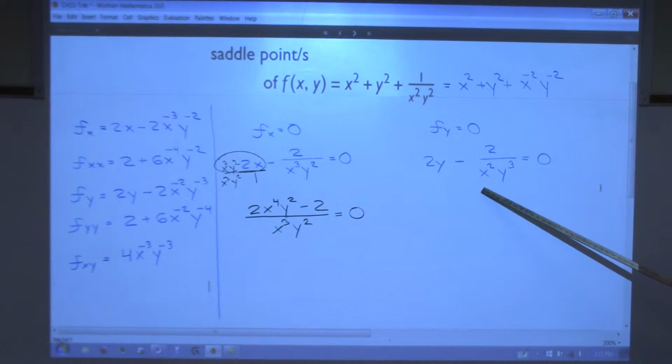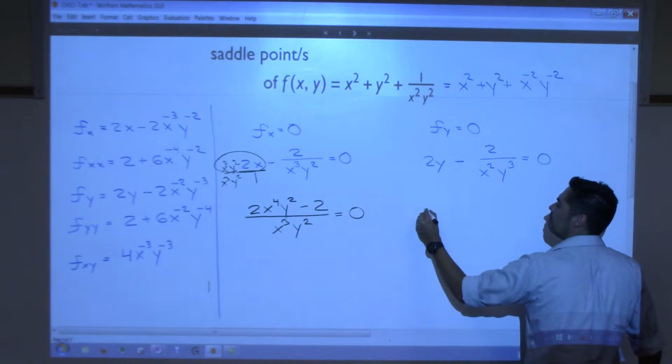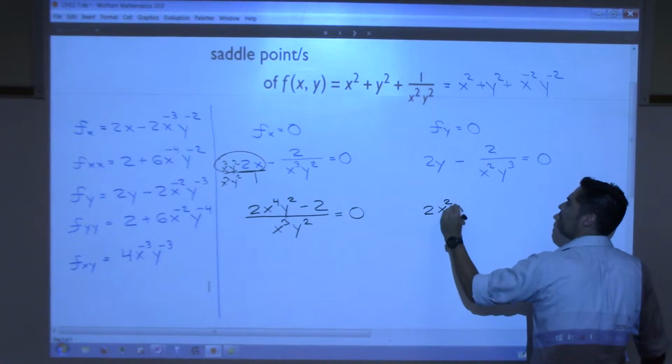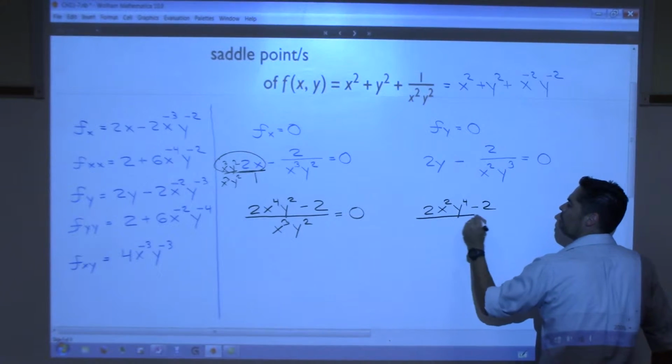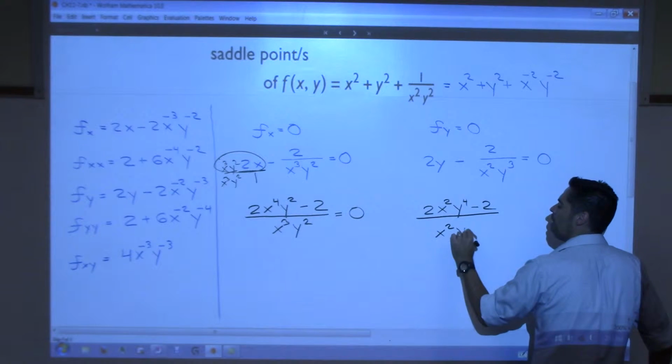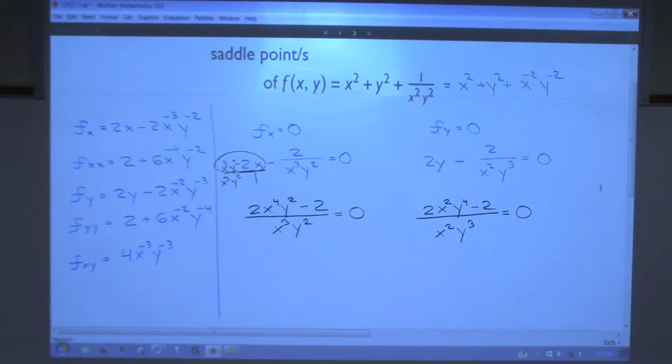I can do the same thing on this one, if I wanted to. So what would happen if I get a common denominator here? I'd have 2x squared y to the 4th minus 2 over x squared y cubed equals 0. Y'all agree with that? I just did this one mentally. I just multiplied top and bottom by x squared y cubed and slapped them together.